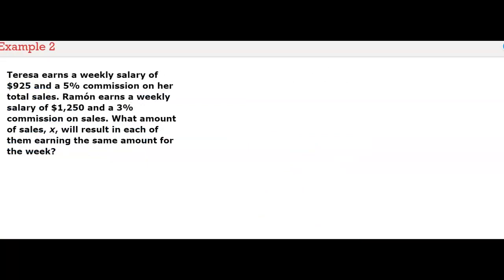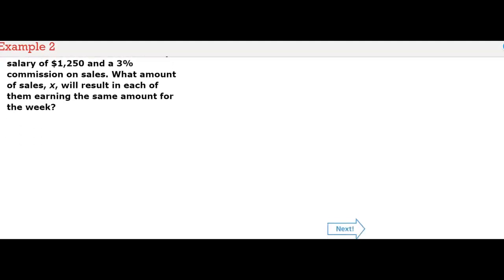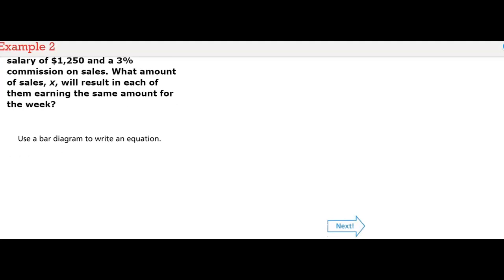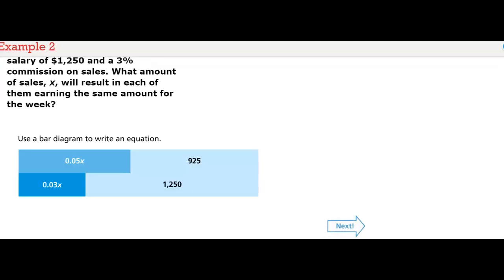Teresa earns a weekly salary of $925 and a 5% commission on her total sales. Ramon earns a weekly salary of $1,250 and a 3% commission on sales. What amount of sales, x, will result in each of them earning the same amount for the week? Use a bar diagram to write an equation.